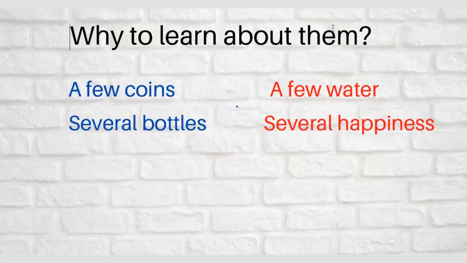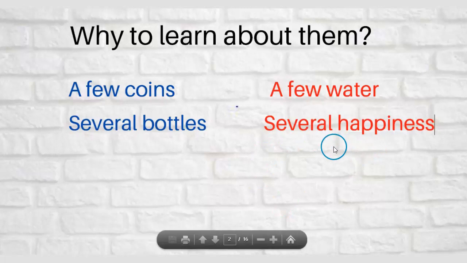First, we are going to talk about why we need to learn about countable and uncountable nouns. I will give you some examples. The expression "a few coins" is considered correct, whereas "a few water" is wrong. "Several bottles" is correct, whereas "several happiness" is wrong. And why is it wrong? We will discover it later in our tutorial.